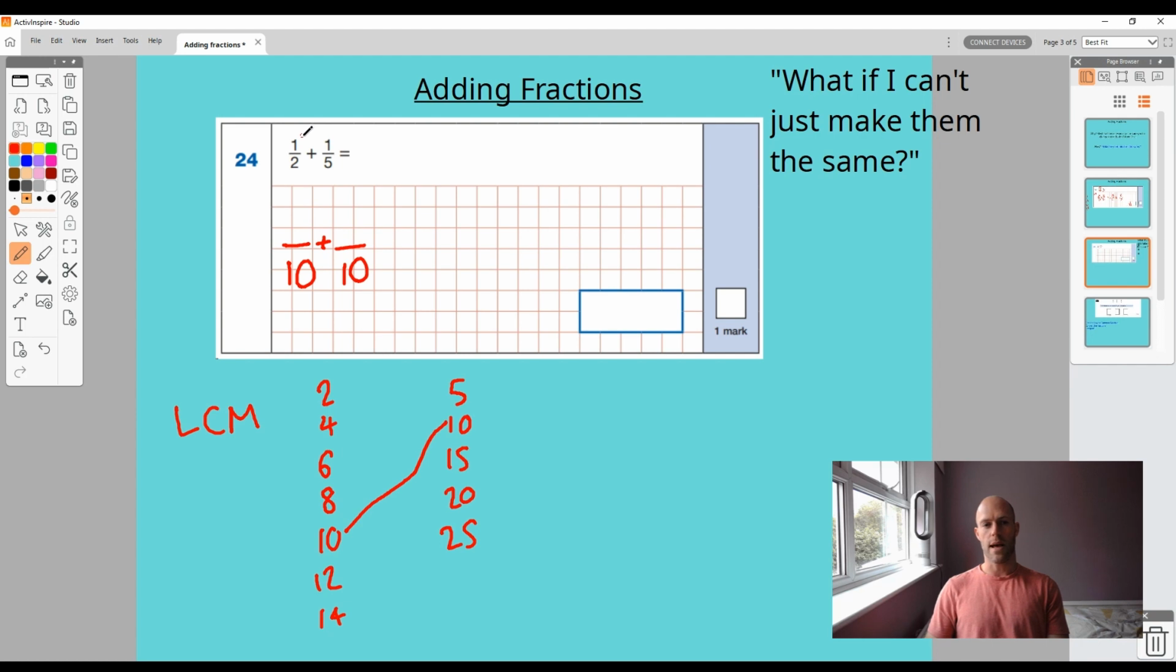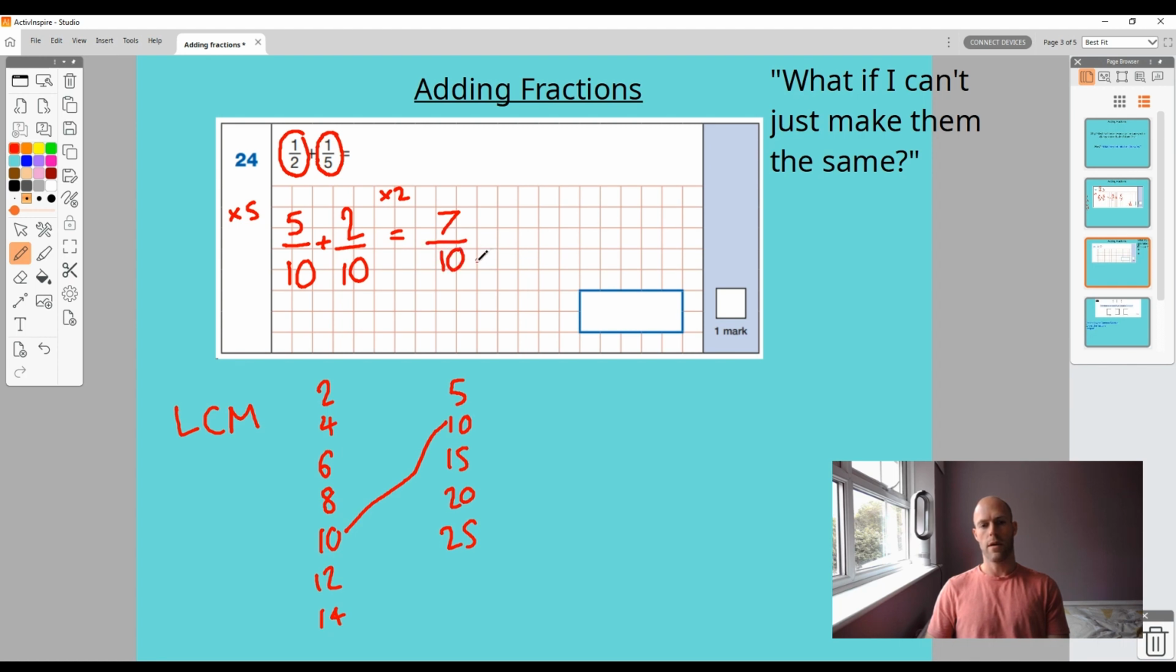And then we just need to adapt these. We need to change how we're presenting them. So we've got 1/2 and we're going to turn it into tenths. To turn it into tenths, we need to multiply by 5. 2 times 5 is 10. 1 times 5 is 5. I'm going to do the same thing over here. I've got fifths currently. What do I need to do to make 5 into 10? I need to multiply it by 2. 5 times 2 is 10. 1 times 2 is 2.